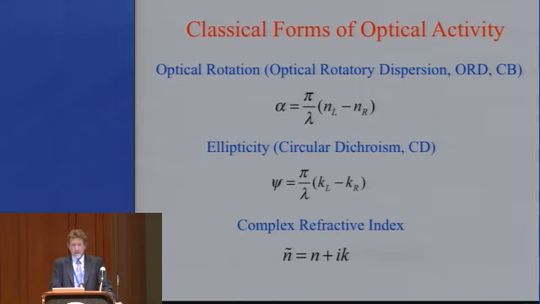Optical activity is the difference in the index of refraction for left and right circularly polarized light, whereas circular dichroism is the difference in the absorption of left and right circularly polarized light by chiral molecules. And they all can be lumped together as a complex refractive index, and they're related by mathematical transforms. So the ORD spectrum has the same information as the entire circular dichroism spectrum. So that's the way things stood up until the early 1970s.